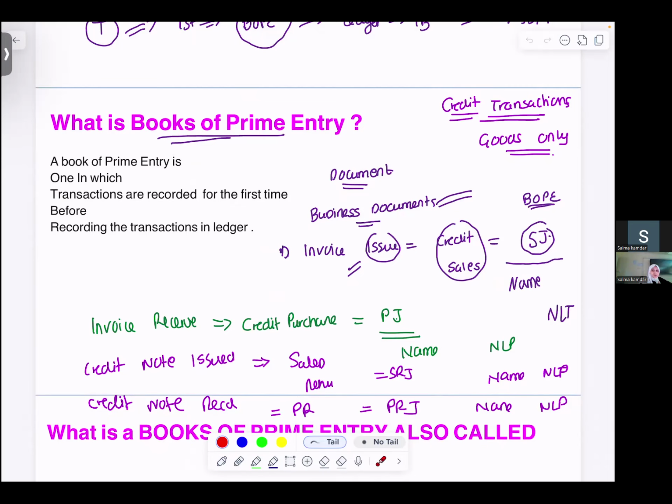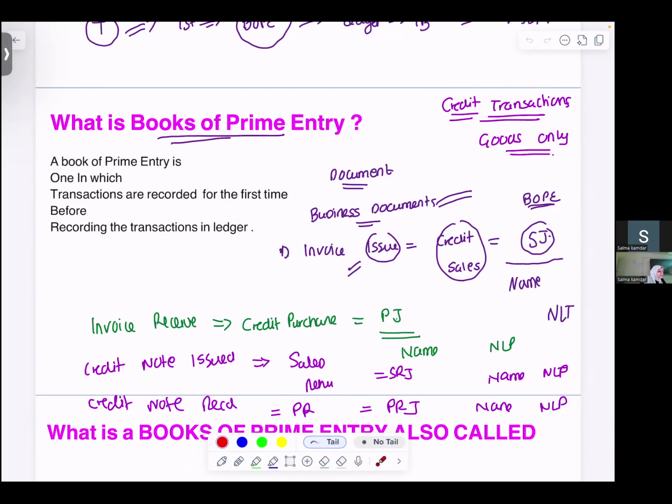If you have an invoice received, then you're going to record credit purchases. This would be your transaction. And where are you going to record this? In the purchase journal. So, an invoice received is for credit purchases, and you're going to record it in the purchase journal. Credit note issued is for recording a transaction of sales return in the sales return journal, and credit note received is for recording purchase return in the purchase return journal.